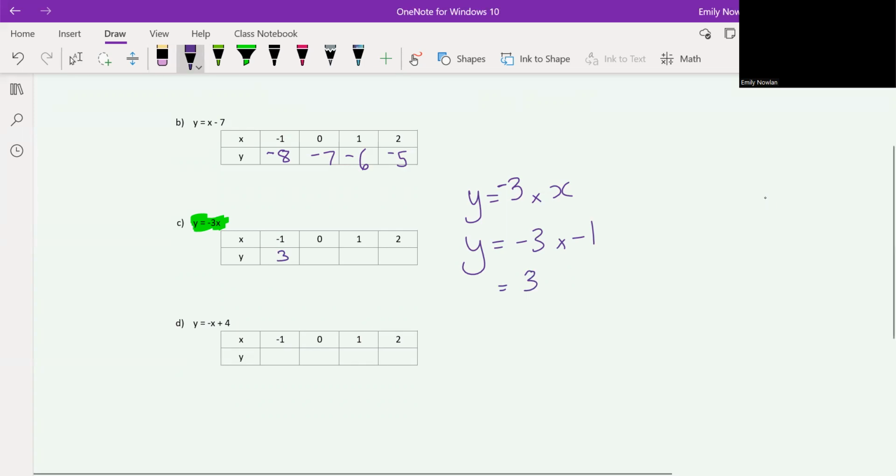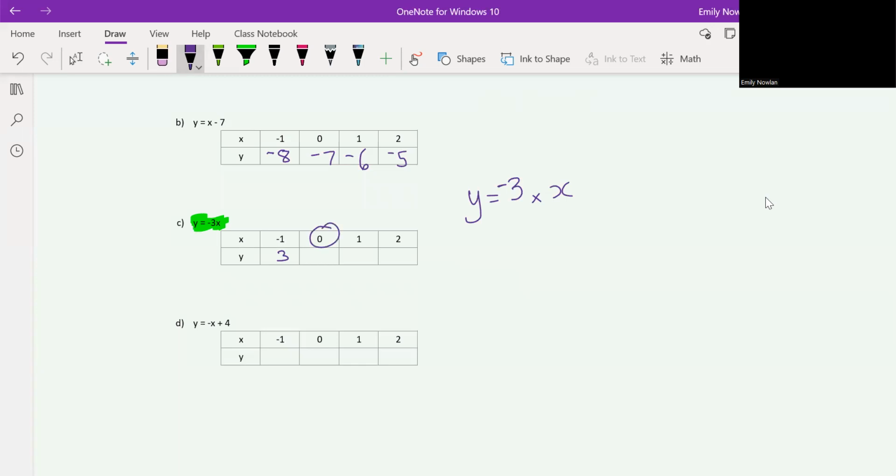Okay, then the next x value is 0. So we need to use x equals 0. So y equals minus 3 times 0. Anything times 0 is just 0. So that one is 0 like that. And then we change our x value again. This time it's x equals 1. So it's minus 3 times 1. Anything times 1 is just whatever you started with. So it's minus 3.